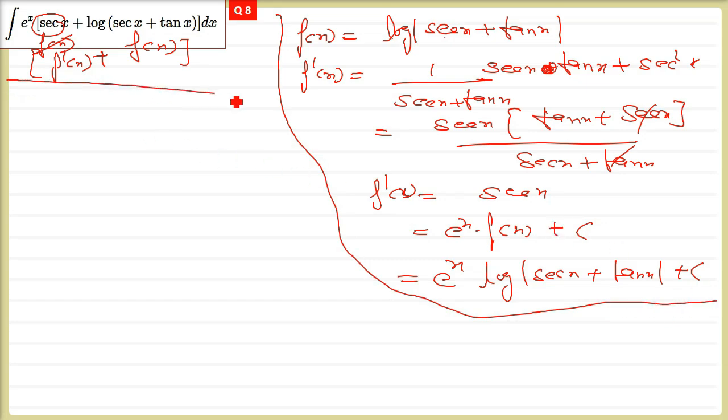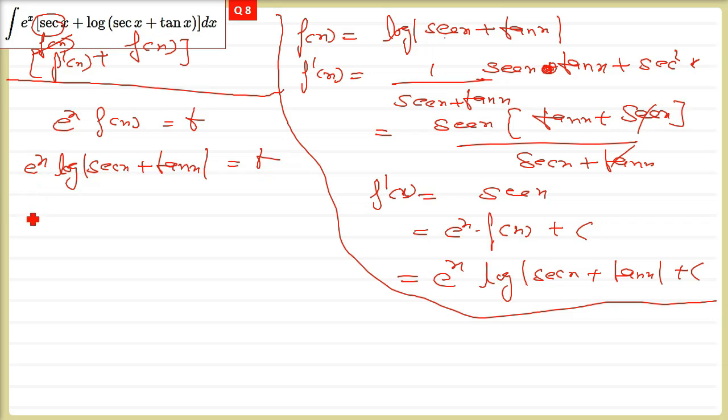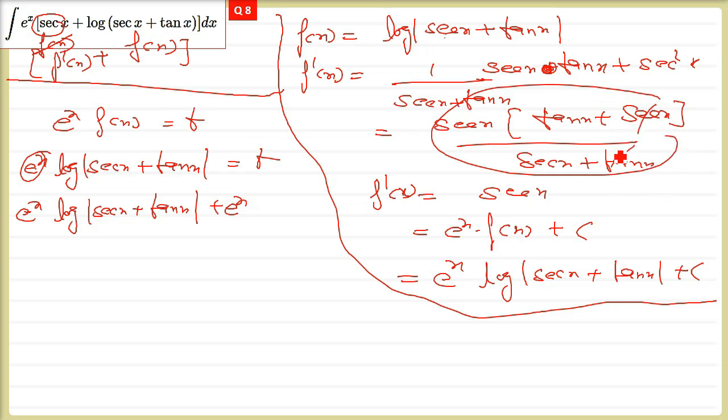But if someone wants more explanation or tells you to do it in another way, so we'll take e^x f(x) equals to t. What is f(x) here? It's log modulus of sec x plus tan x. So we take e^x log modulus of sec x plus tan x equals to t, and then we'll differentiate both the sides. Apply the product rule here. e^x we have differentiated, so it will be log sec x plus tan x. Now log sec x plus tan x we have already differentiated just now. It was simply sec x, we already did that, so you don't have to do it again. Just write sec x here equals to dt by dx.